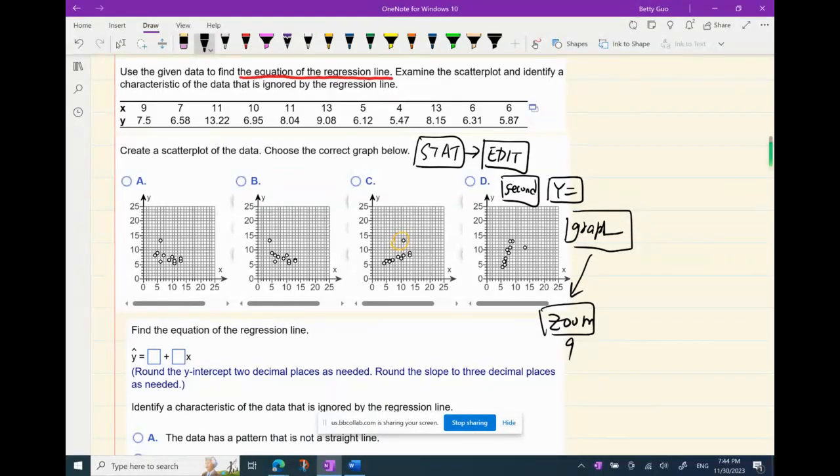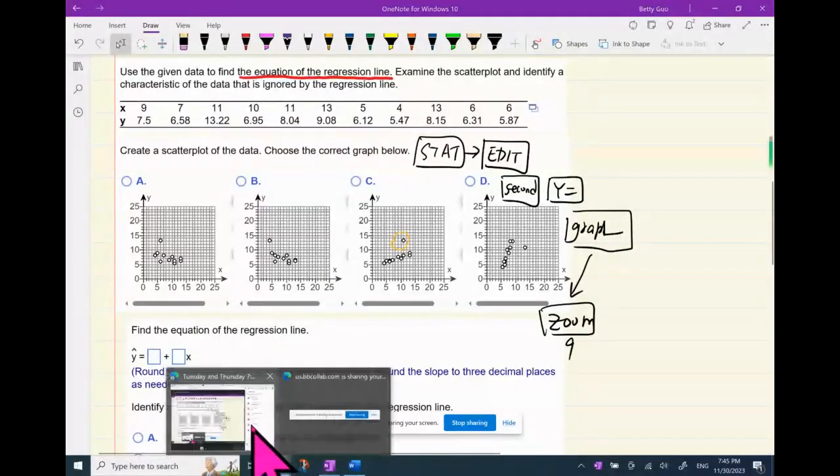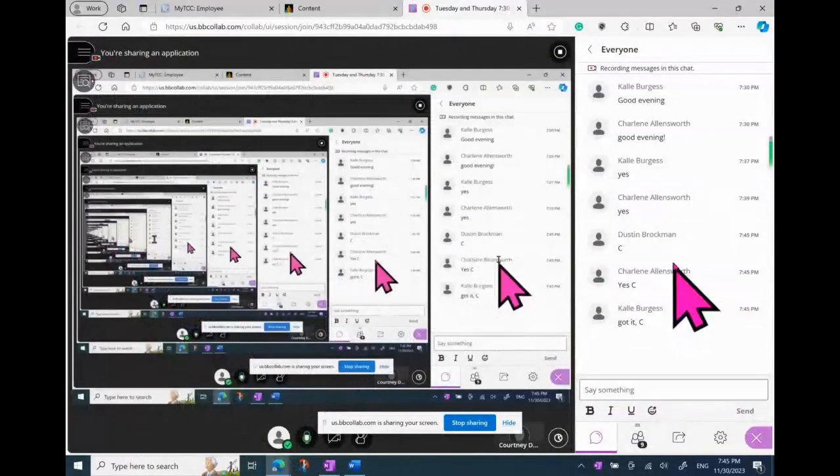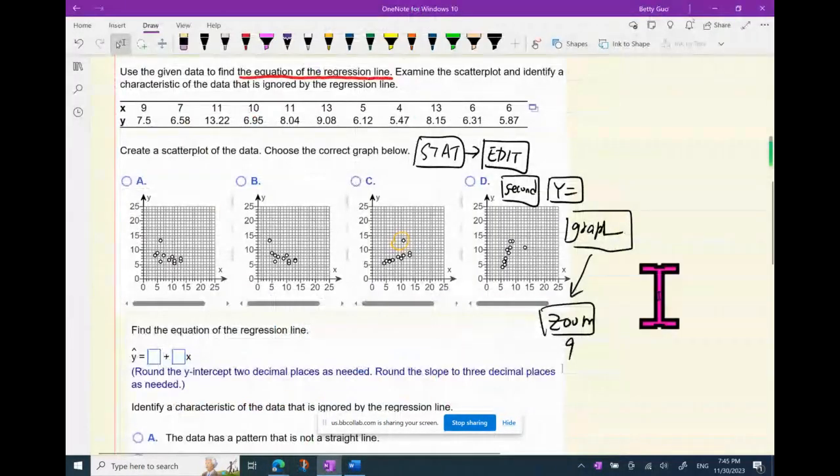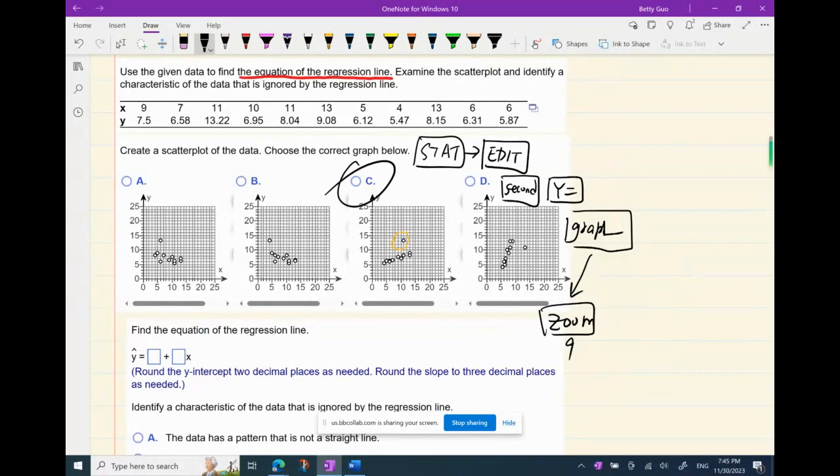Let me know, do you have the scatter plot in front of you? And which one from the ABCD is the same as yours? C. Awesome. I want to make sure everybody is catching up on this part of the question. How do you construct a scatter plot? That definitely is going to be on the test. It is C, right?